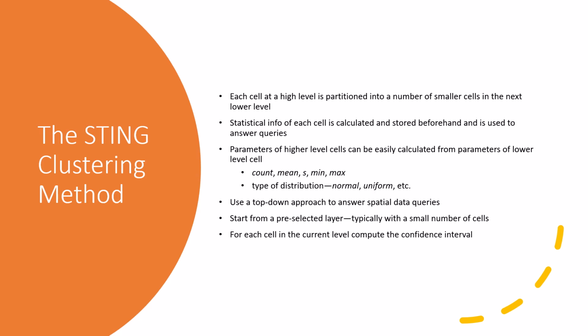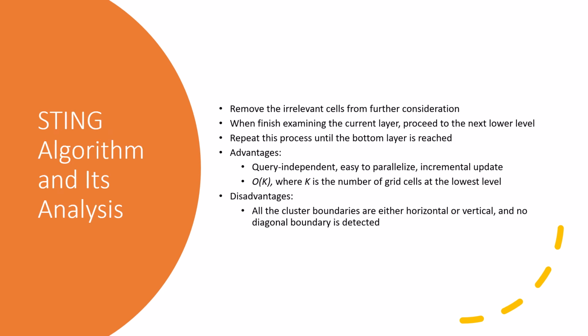It uses a top-down approach to answer spatial data queries. It starts from a pre-selected layer, typically with a small number of cells. For each cell in the current level, compute the confidence interval. Then it removes the irrelevant cells from further consideration. When finished examining the current layer, proceed to the next lower level. Repeat this process until the bottom layer is reached.